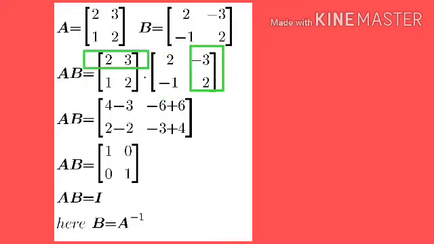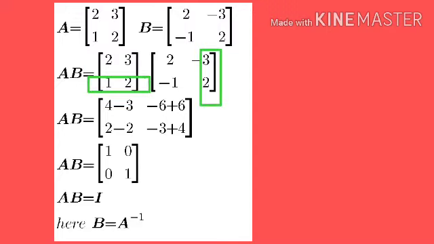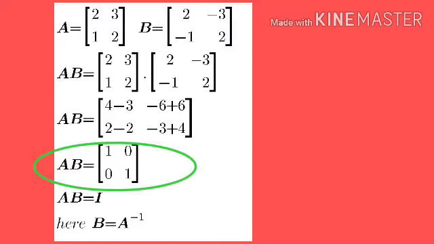Now once again, first row, second column. So 2 into minus 3 means minus 6, plus 3 into 2, that is plus 6. Last, second row and second column: 1 into minus 3, that is minus 3, plus 2 into 2, that is 4. Now next step, A into B is equal to 4 minus 3, that is 1. Here 2 minus 2 cancel out, only 0. Plus 6 and minus 6 once again cancel out, so 0. And last, minus 3 plus 4, that is 1.